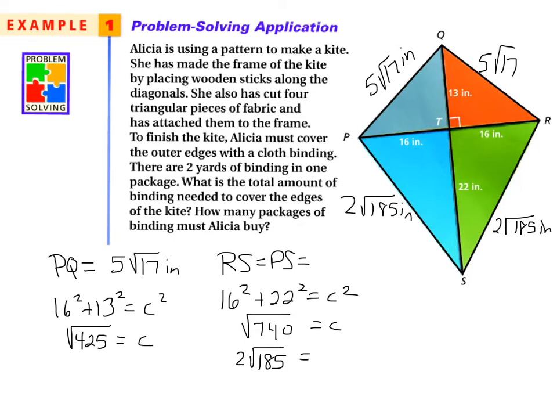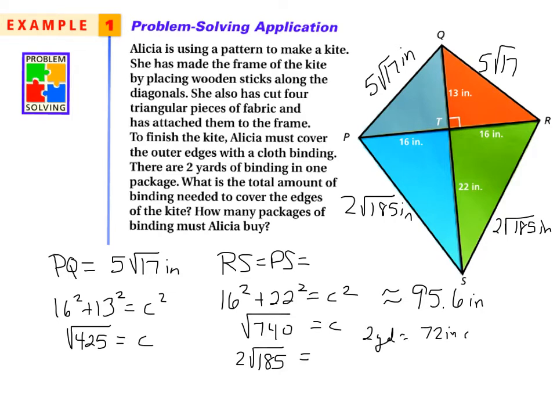Now the reason why I'm not actually going through and putting these as decimals and rounding is we always round at the end, to get the best answer that's approximately what we should have. So if we add together all of the sides, 5 root 17 plus 5 root 17 plus 2 root 185 plus 2 root 185, you would get approximately 95.6 inches.